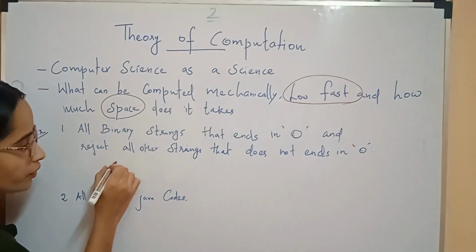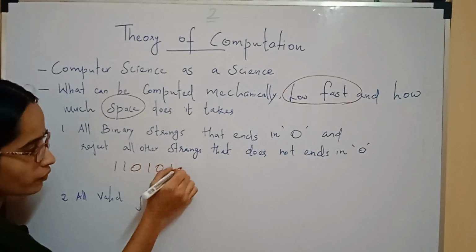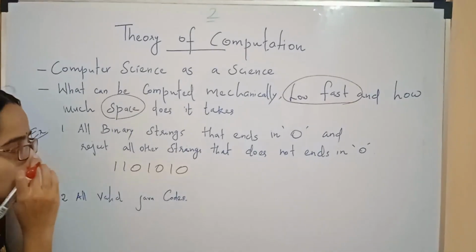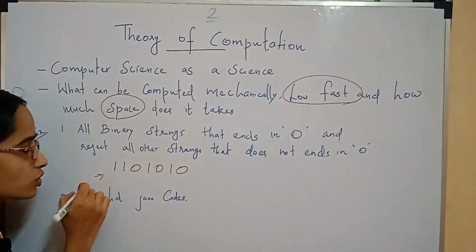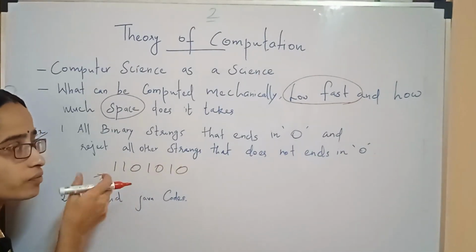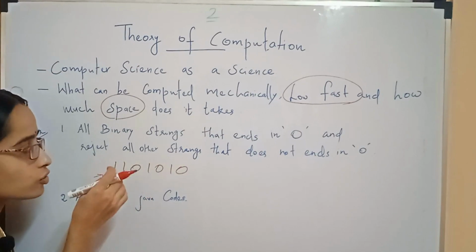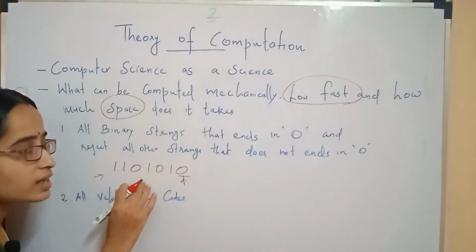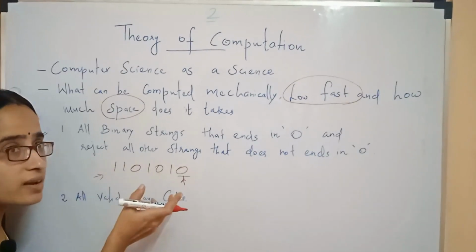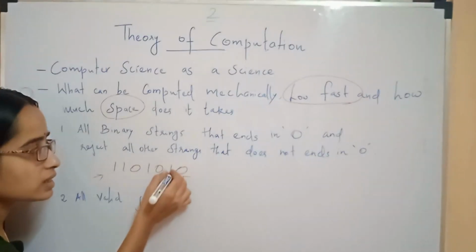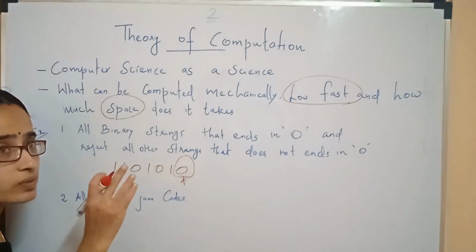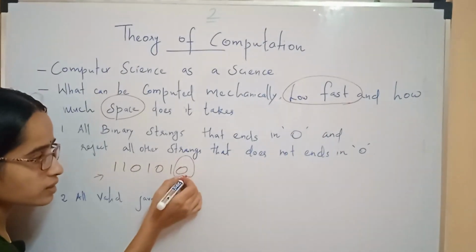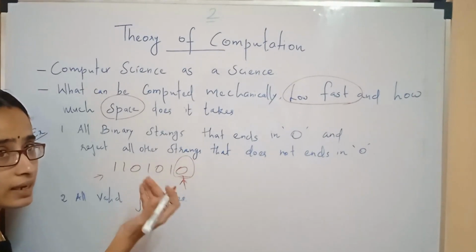So when you take the strings, how will you design a machine for this particular problem? This is the input you are giving to the machine. How will the machine react to this input? You are giving this input, it should read the last digit of the given binary string, and by scanning this last digit, it should say whether this input will be accepted or not. So it scans the last digit. If it is 0, it will say yes and accept the input.